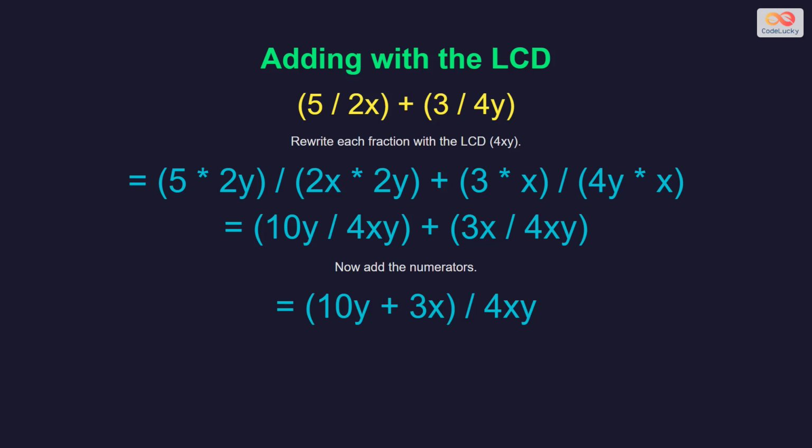Now we can use the LCD to add the expressions. We rewrite each fraction with the denominator 4xy. This gives us 10y over 4xy plus 3x over 4xy. Adding the numerators, we get 10y plus 3x, all over 4xy.